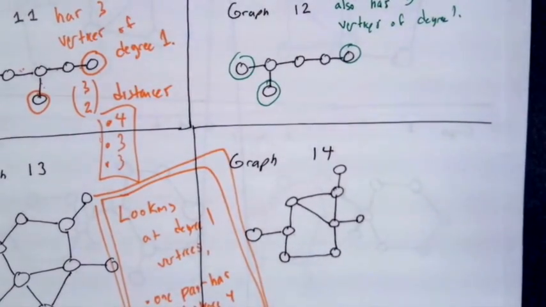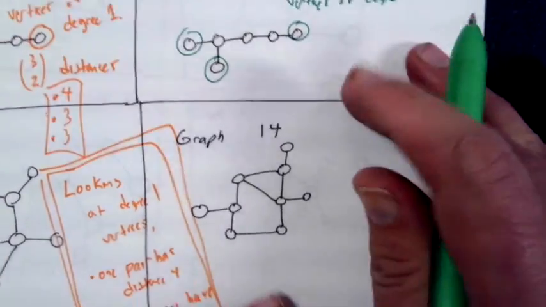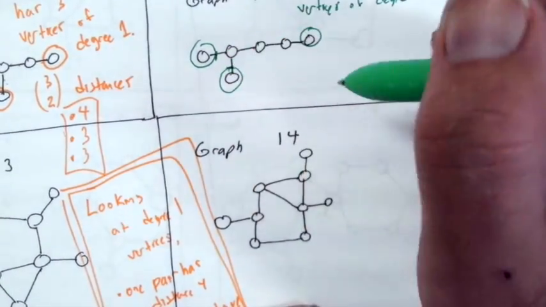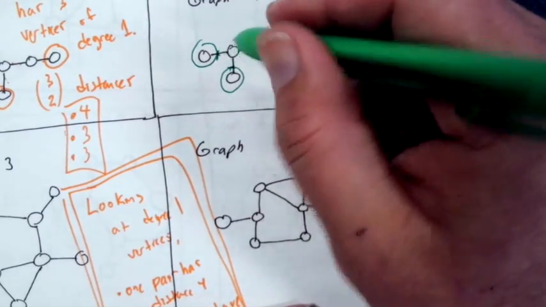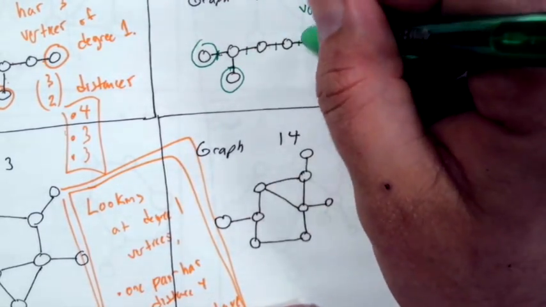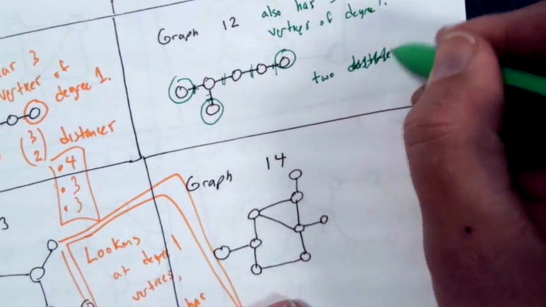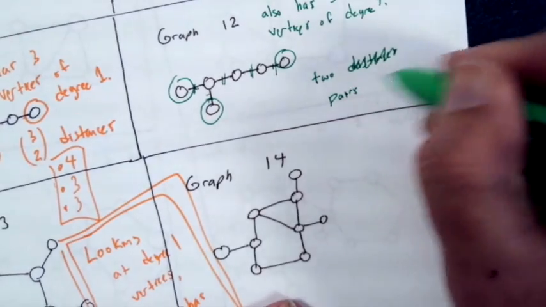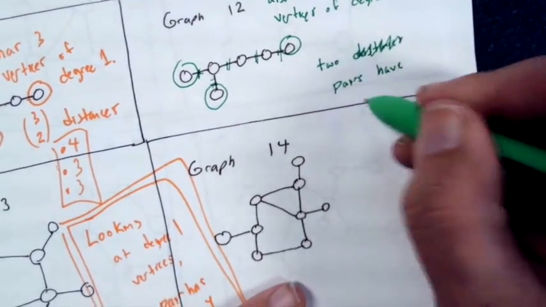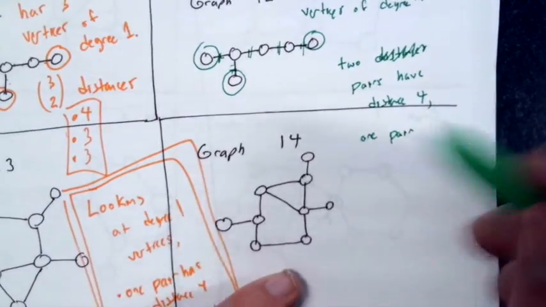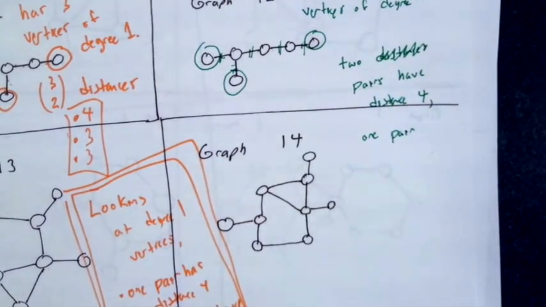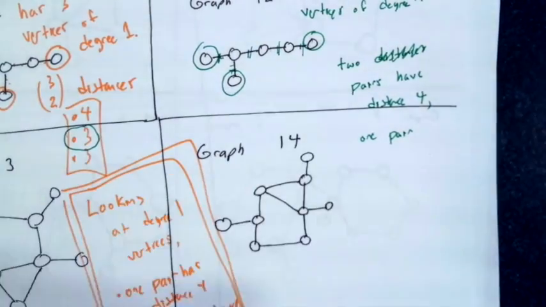Now if I look at this other one, I again have 3 vertices of degree 1, so there will be 3 pairwise distances, but one of these distances is 2, one is 4, and one is 4. So there are 2 pairs with distance 4, and one pair with distance 2. So these can't be the same. These can't be isomorphic, because a distance 3 pair here would have to map to a distance 3 pair.